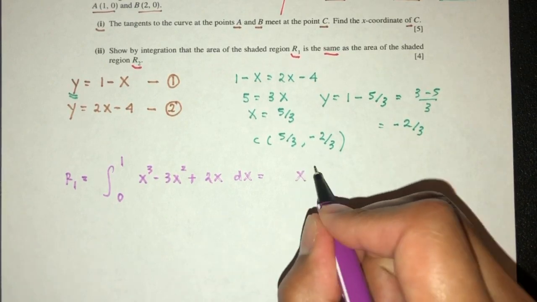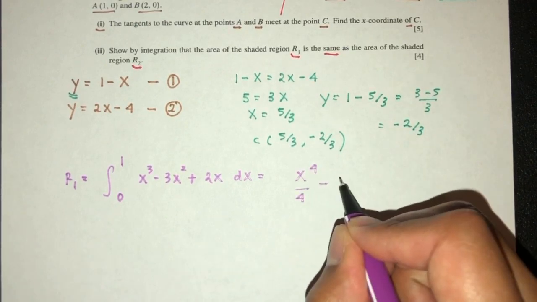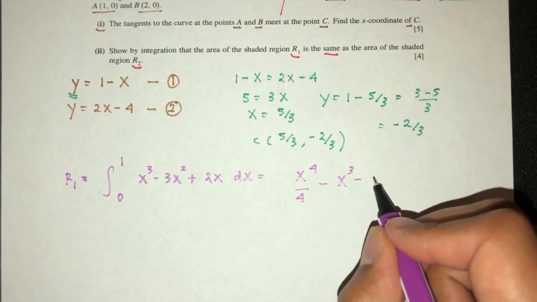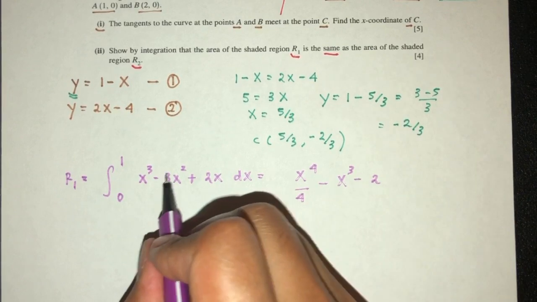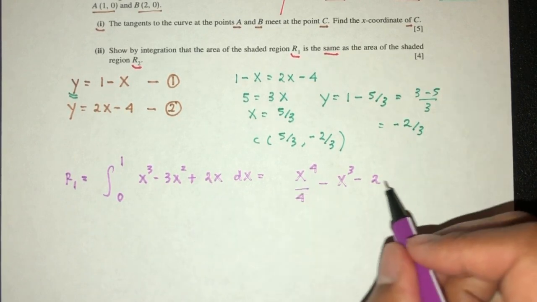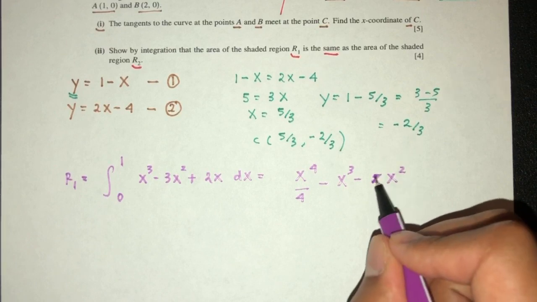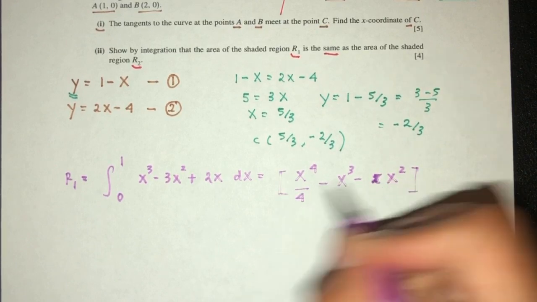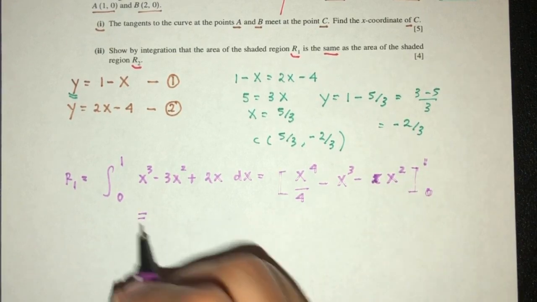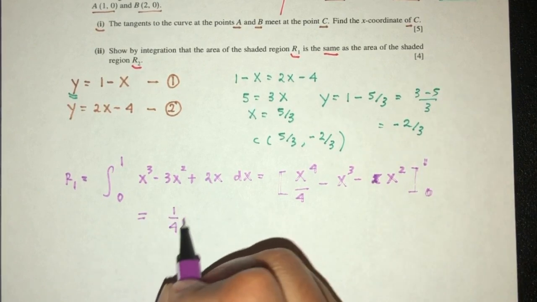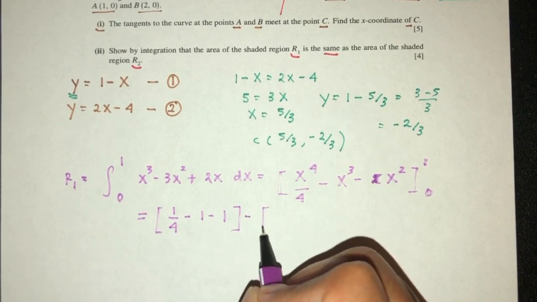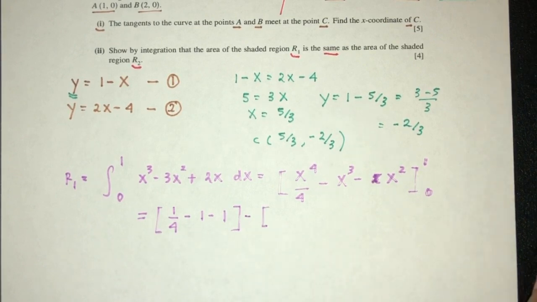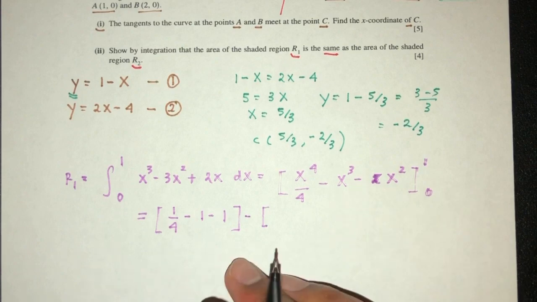That will give you x power 4 over 4 minus x power 3, and this was cancelled out, 3 divided by 3. This will also cancel out. You will have x squared, and this will be limits between the values of 1 and 0. So simplify. 1 will be 1 over 4 minus 1 minus 1, and then minus the value of 1. So let's see, what do we get? This one's supposed to be kind of strange, but let me double check.